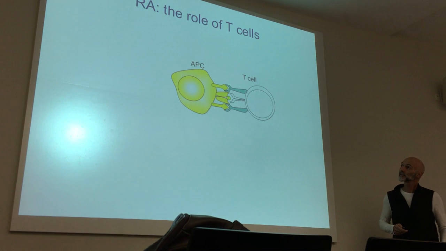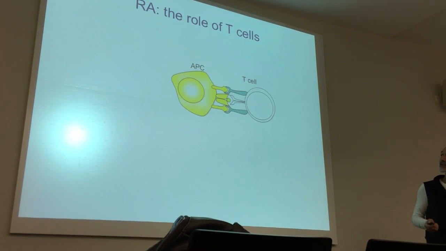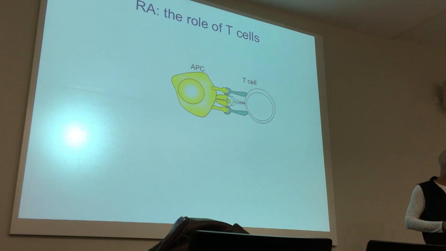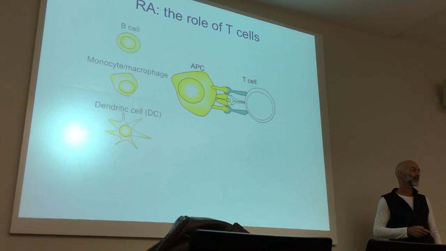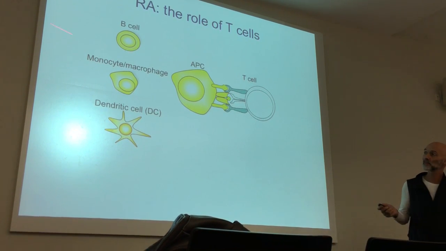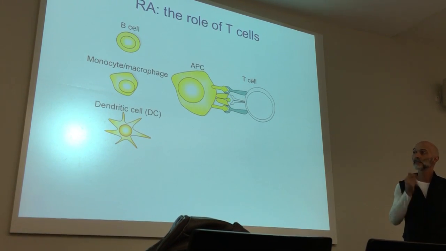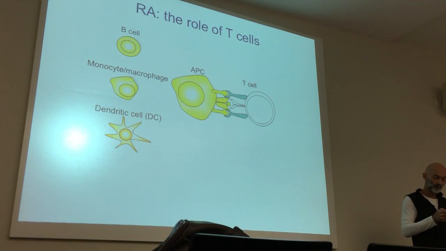Now, the T cells are activated by an antigen presenting cell, via MHC class 2 molecules, together with so-called costimulatory molecules. We'll hear about those later on, and this leads to the activation of T cells. The antigen presenting cell standing behind this, and the most potent ones, as you might know, are dendritic cells, of course.